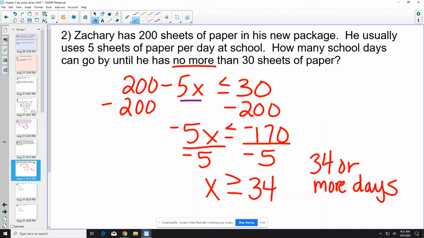So you could subtract 200 and divide by -5. But remember, you have to flip the sign when you divide by -5. So you should get X is greater than or equal to 34, which is 34 or more days.